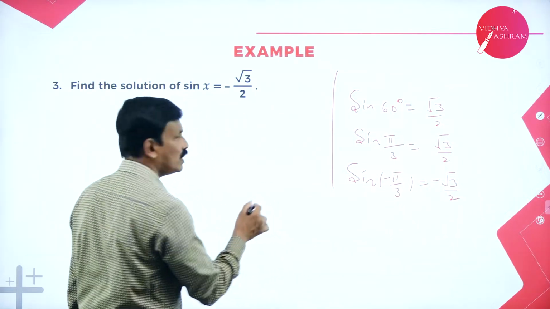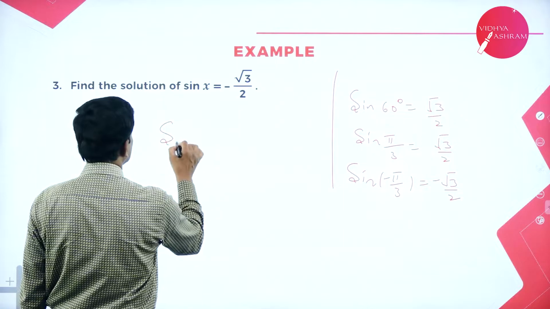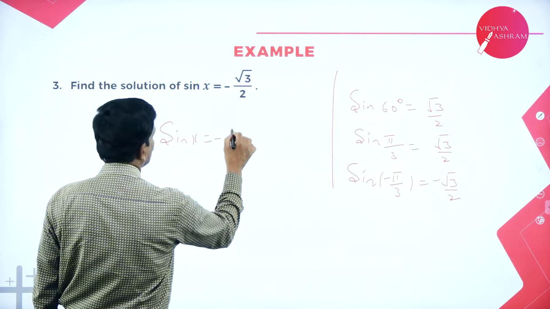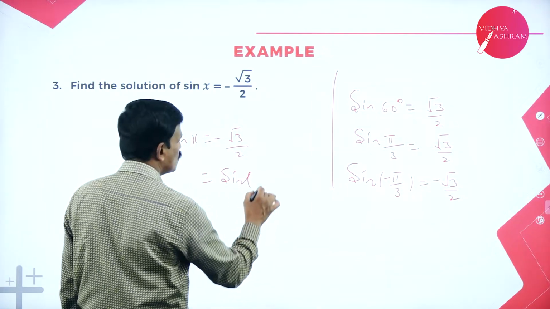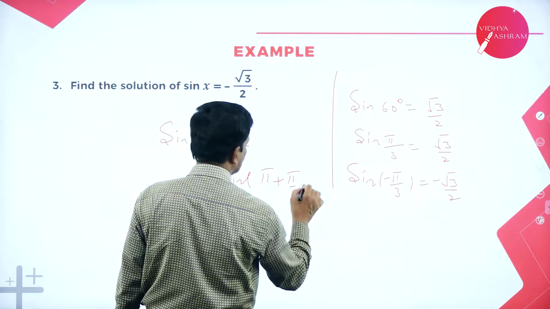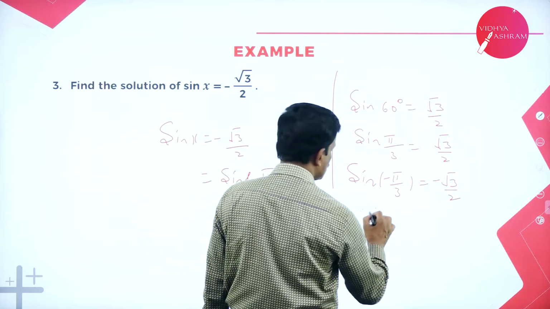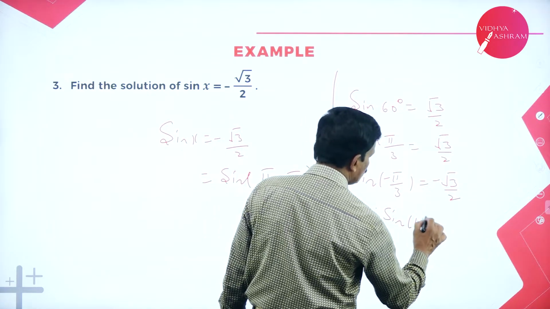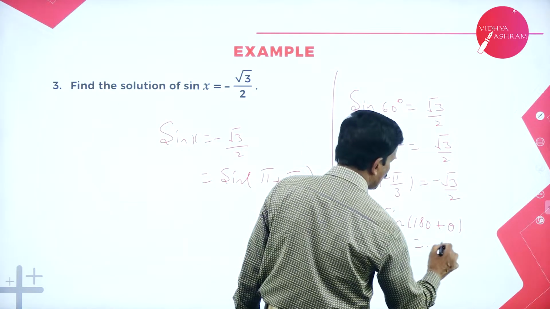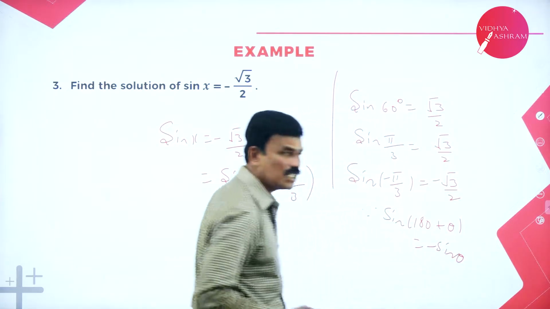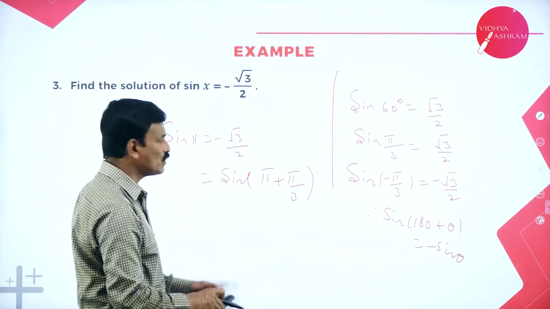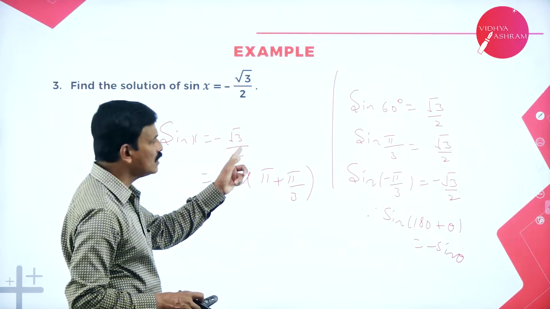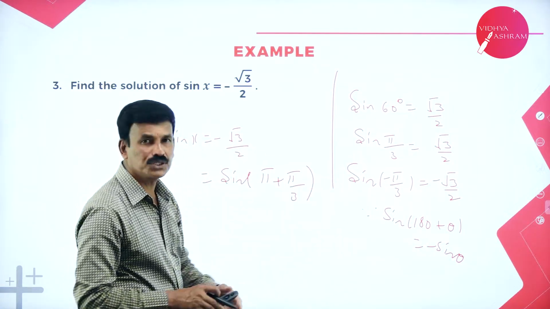Therefore, the value of x which satisfies this equation, sin x is equal to minus root 3 by 2, can also be written as sin of pi plus pi by 3. See, the reason is that sin of 180 plus theta is equal to minus sin theta. So sin of 180 plus pi by 3 is minus sin pi by 3, that is equal to minus root 3 by 2.